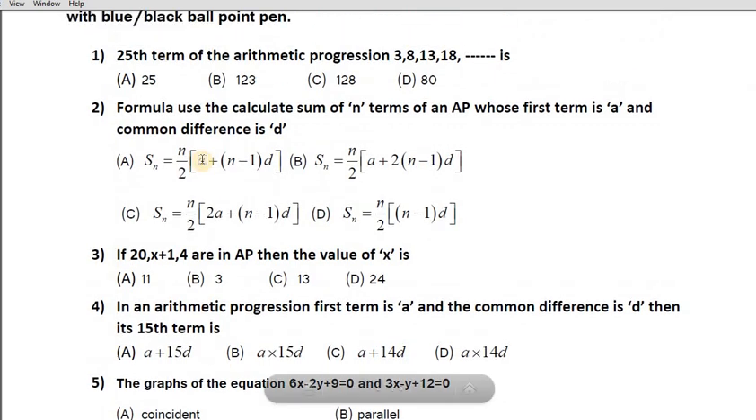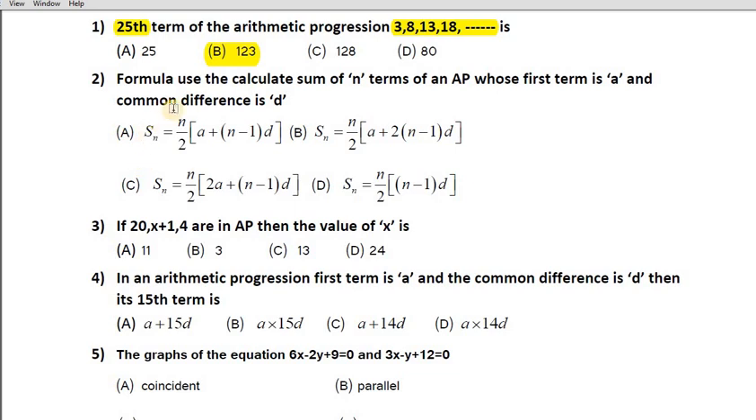Very first question is: 25th term of the arithmetic progression 3, 8, 13, 18 and so on is. Given options are 25, 123, 128, 80. Very simple question, children. Here one arithmetic progression is given and asking to find the 25th term. So find a value, d value, n value will be 25 and use the nth term finding formula. Otherwise directly you can use a plus 24d also. As you simplify this, here you will get answer B, 123.